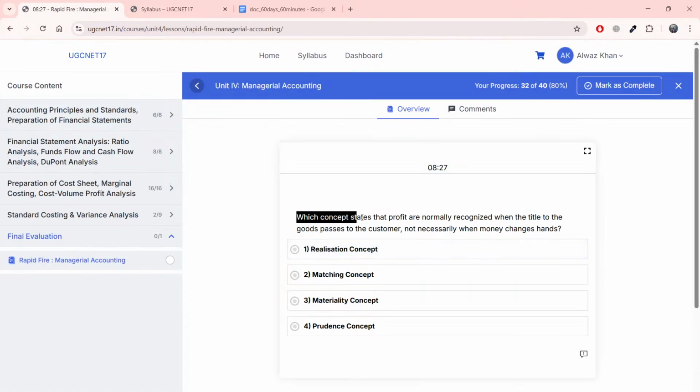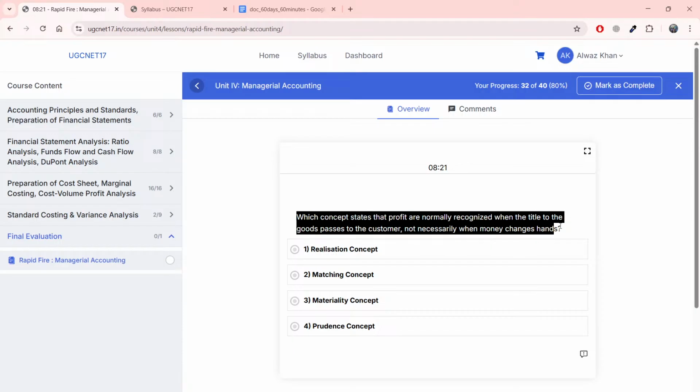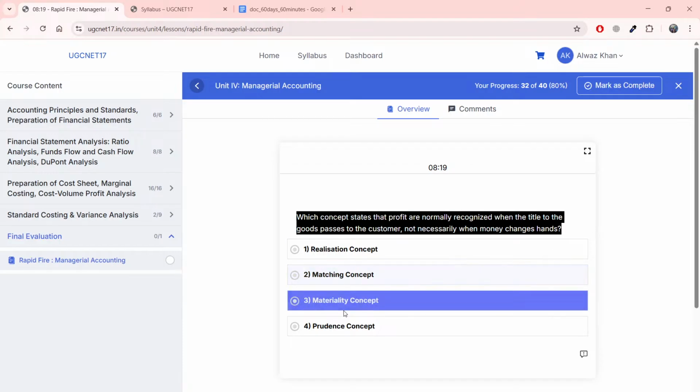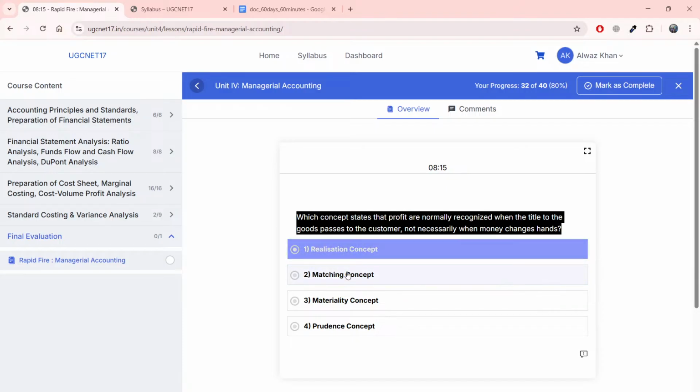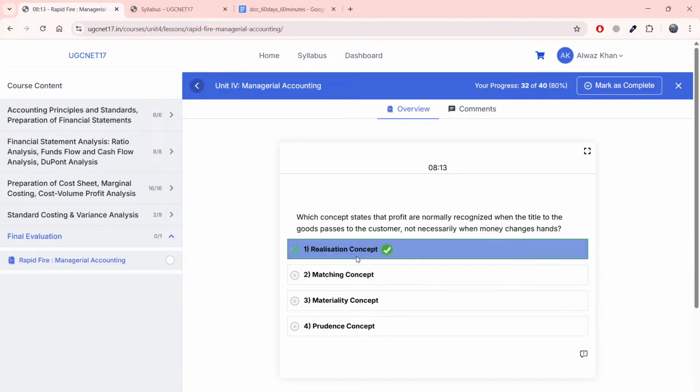Which concept of profits states that profits are normally recognized when the title to the goods passes to the customer, not necessarily when money changes hands? Either it is realization or matching. We'll go with realization.